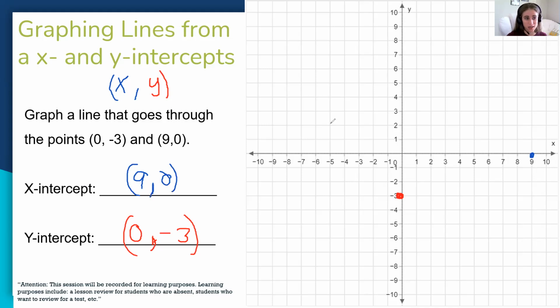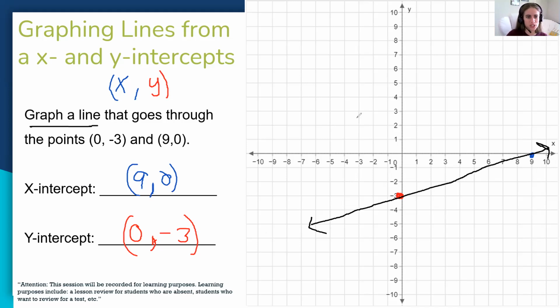Once again, I'm not done because my directions told me to graph a line, meaning we need to connect those 2 points with a line. Obviously, it may not be perfect. I don't have a ruler, but that is okay. That's what the points are for. All right, not too bad, right?